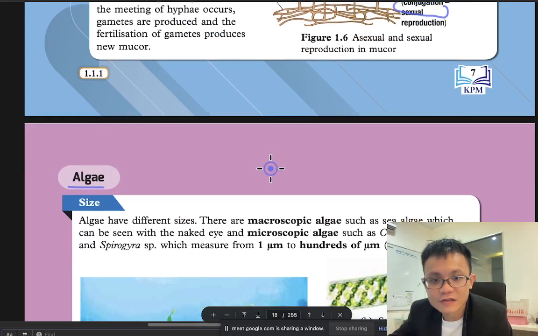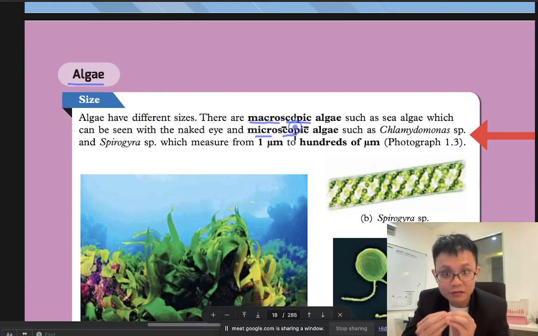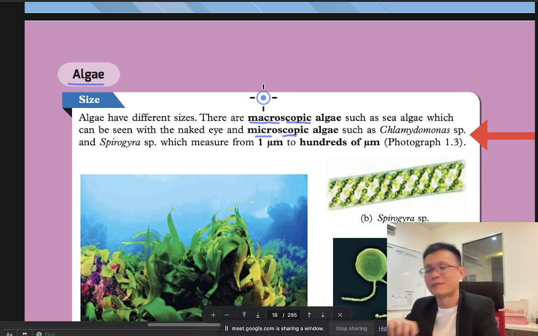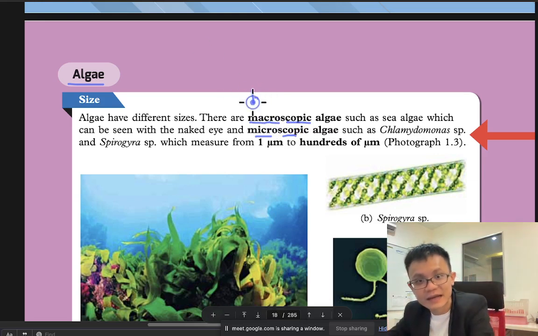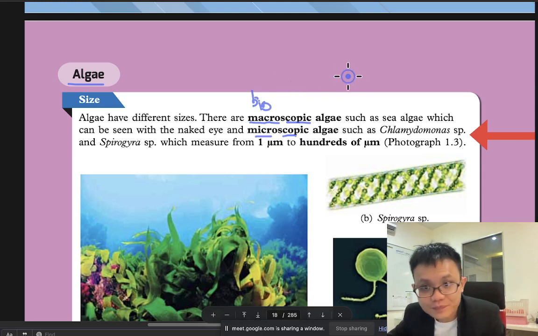Algae, let's look at algae. Algae have different sizes. They are macroscopic and microscopic. Micro means very small. Macro means big. Is there any word like macro?